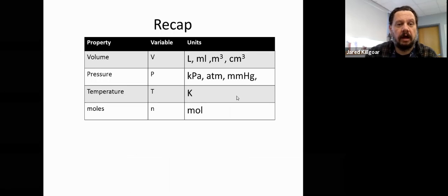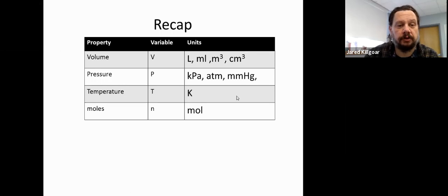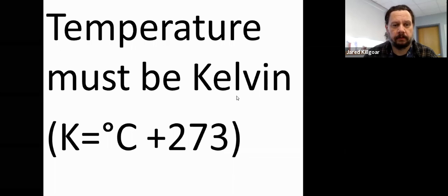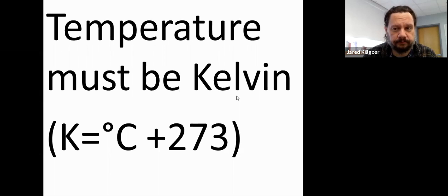So recap. These are our units, PVU tables: pressure, variable, unit. Make sure you pay attention to this, and you need to realize what properties are described by which unit. And temperature must be in Kelvin. To do that, we take the temperature in Celsius and add 273.